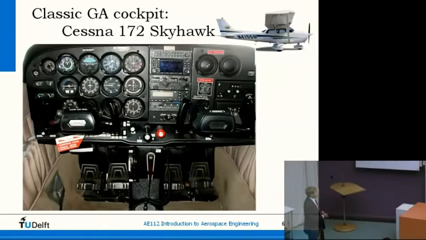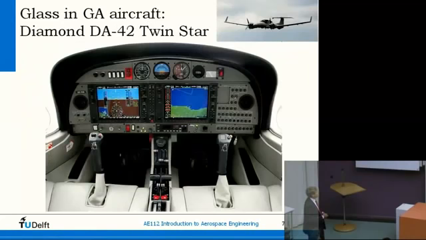General aviation has flown with analog cockpits much longer, but now you see that they are able to innovate much faster because they tend to say, okay, this is for the certification, so we've got everything in there, and then here we can do what we want. So they use, indeed, for instance, the diamond here. You see now in general aviation aircraft much more modern screens than in the airliners.